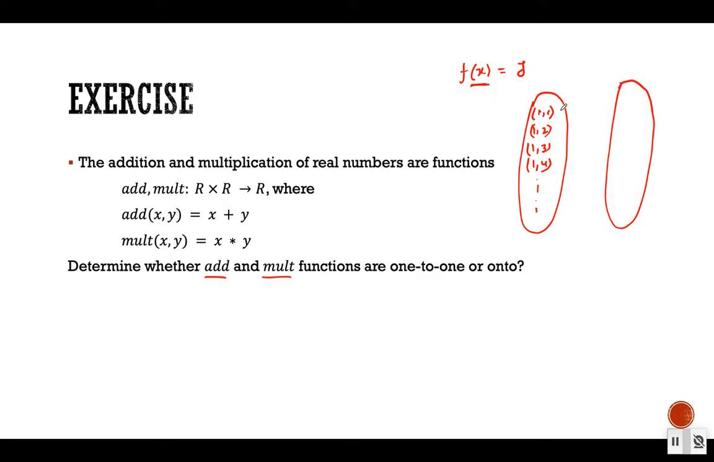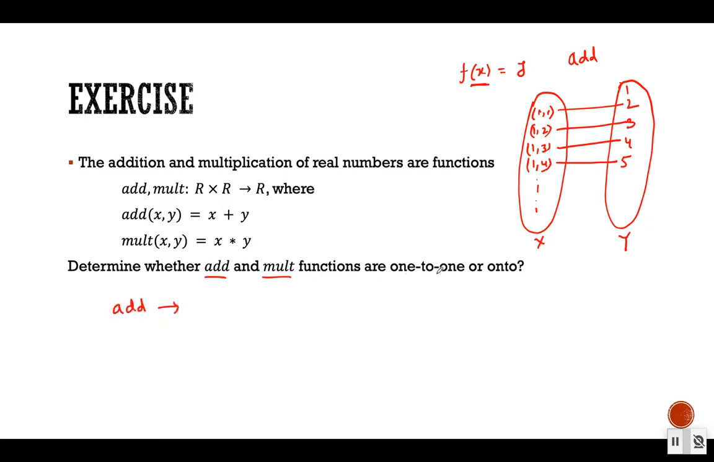Okay, so the result of (1, 1) for the add function will be 2, the result of (1, 2) will be 3, (1, 3) will be 4, (1, 4) will be 5. All right, so I'm just showing you how the function is going to look. So this is our input set, this is our output set. Now let's find out for addition.